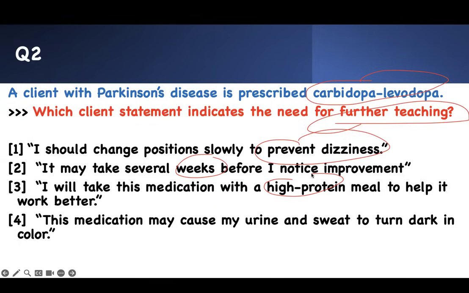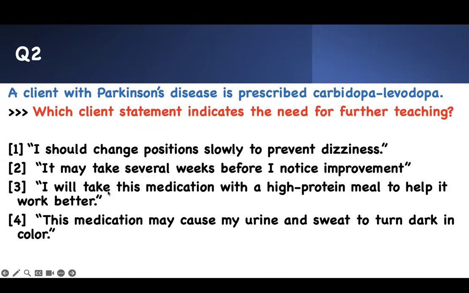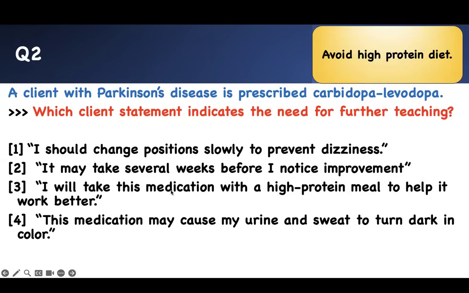The best is to take it on an empty stomach, but if you can't, take it with some food, but not high protein. It changes your urine color. Therefore, this is expected. This teaching is expected. You're supposed to tell them. Therefore, what is the right answer? Avoid protein as much as possible when you're taking Carbidopa-Levodopa. This is the concept you have to know.